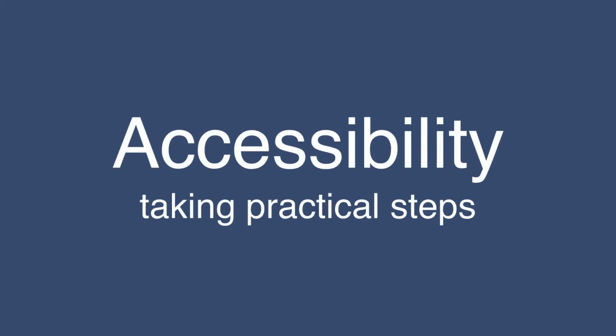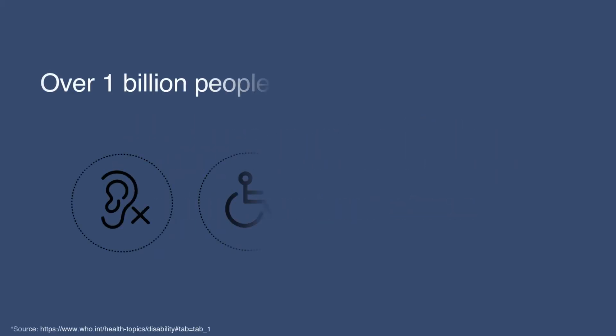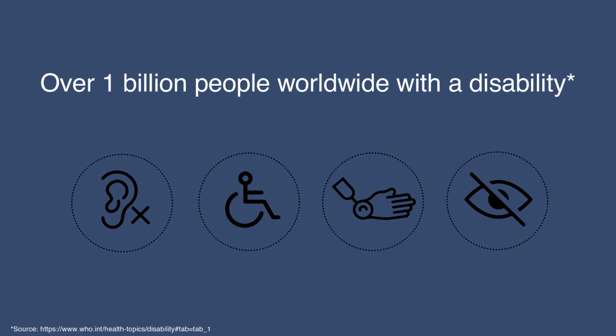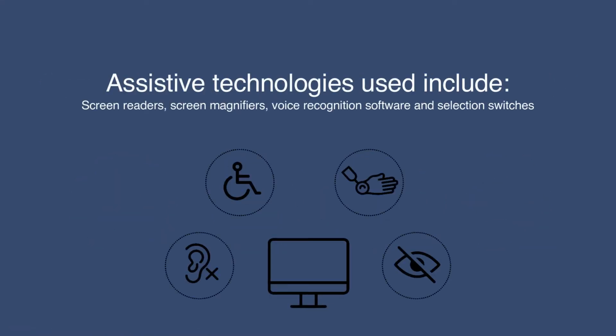What is website accessibility? There are over 1 billion people worldwide with a disability. Some people with disabilities, such as those with visual, cognitive, and hearing disabilities, require the use of assistive technologies to use a computer and access the web. These technologies include things like screen readers, screen magnifiers, voice recognition software, and selection switches. It's important that websites are built with these technologies in mind, so that users with access needs can experience the web. The term used to describe this is website accessibility.